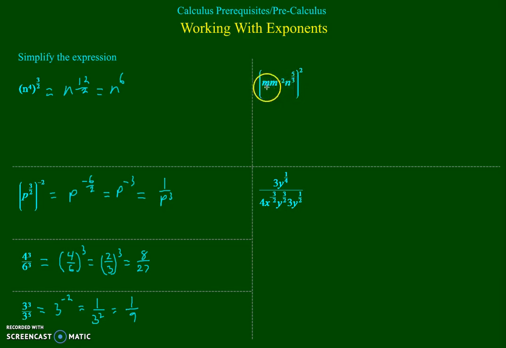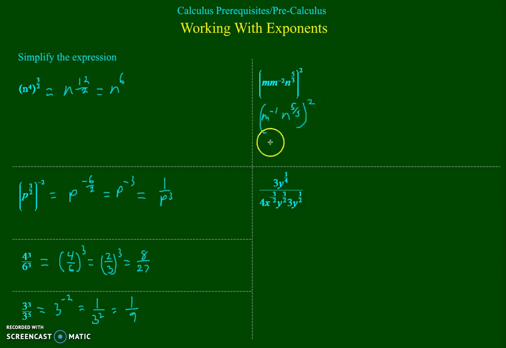Here we have m to the first times m to the -2. So we add the exponents. So that's m to the -1. So this is m to the -1, and that's n to the 5/3, and that's all squared. Now that squared term goes to each one of these.